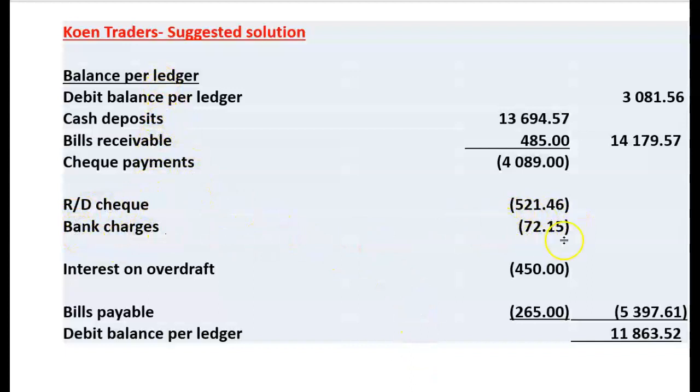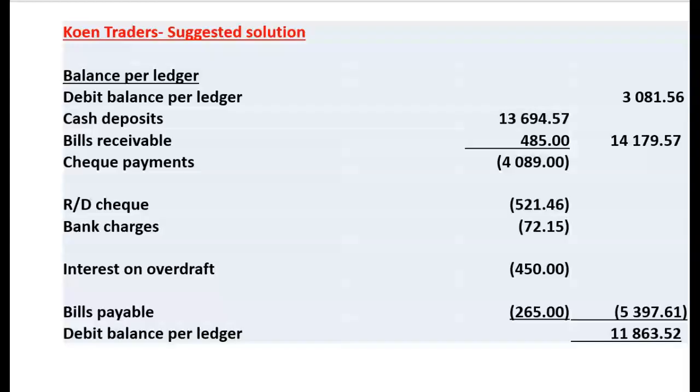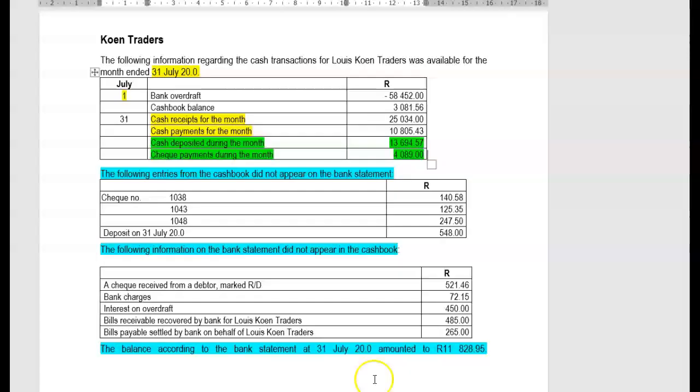It's an expense, it's a payment, so it will reduce our ledger account balance, our bank account balance, by R72.15. Interest on an overdraft, well, that means it's interest that we've paid of R450. We also only know about what that interest amount is once we received our bank statement. So we must now record that interest in our books, and that will also reduce our bank account balance in the ledger with R450.